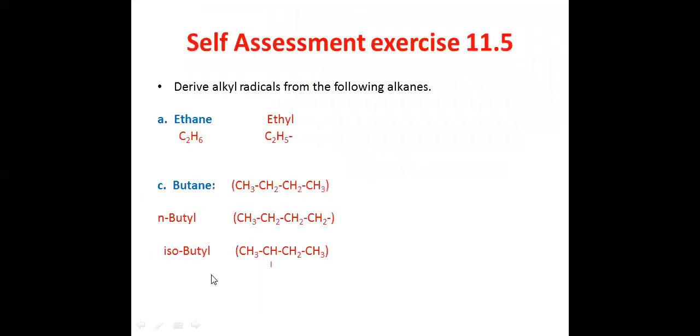Self-assessment exercise 11.5. Derive alkyl radicals from the following alkanes. The first example is ethane. Ethane, after removing one of the hydrogen atoms, is converted into the ethyl radical, and butane, after removing a hydrogen atom from the terminal, will give us the n-butyl alkyl radical. And if hydrogen is removed from the mid carbon atoms, from either of the two, from this one or this one, then this type of compound is called the isobutyl radical.